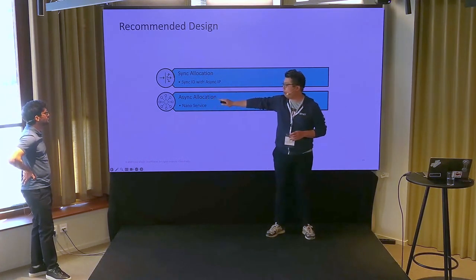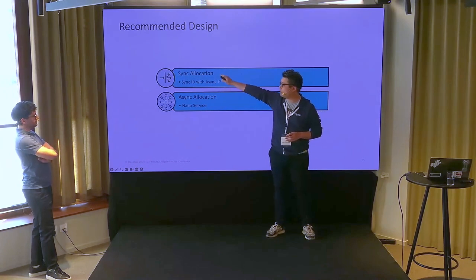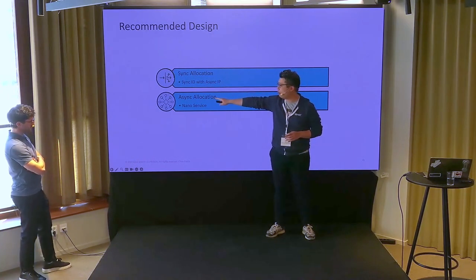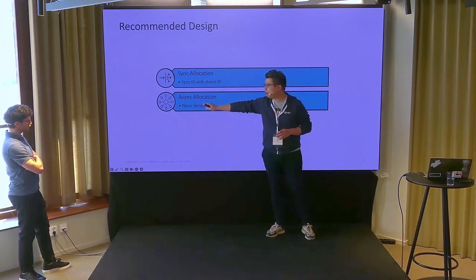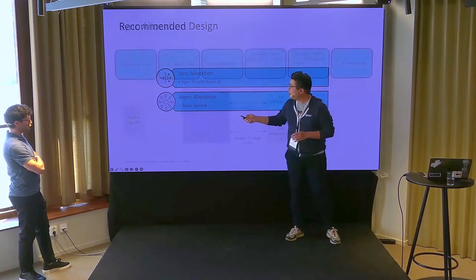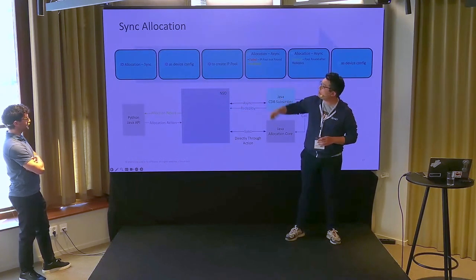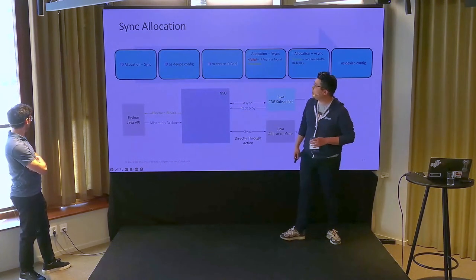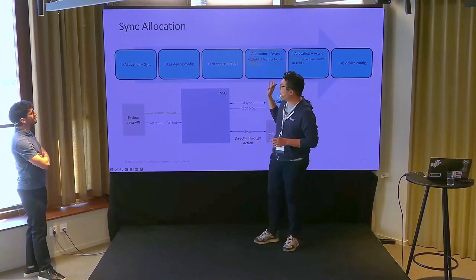Then we'll have full asynchronous allocations. The first one will be with FastMap. The second one will be with Nano service. We will show that with Nano service things are much smoother. By saying so, let's start by looking at the first one, synchronous allocations. We'll show the demo after this slide.